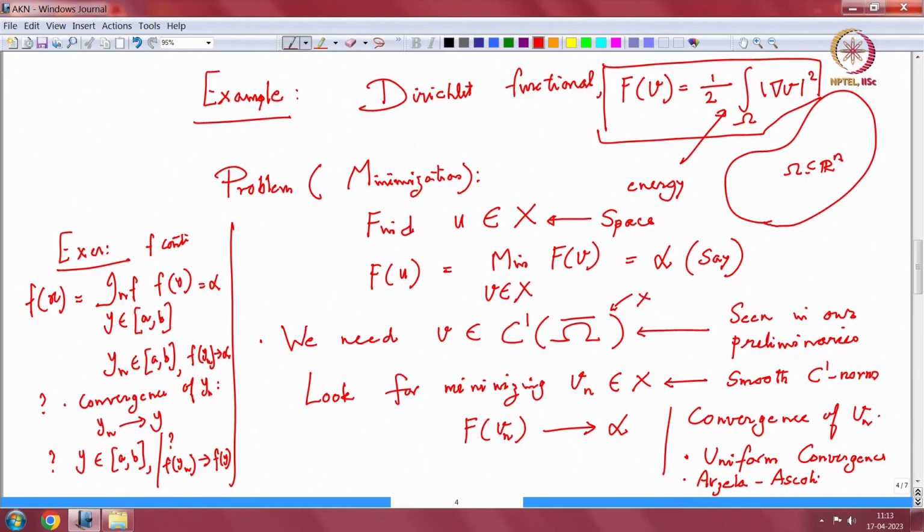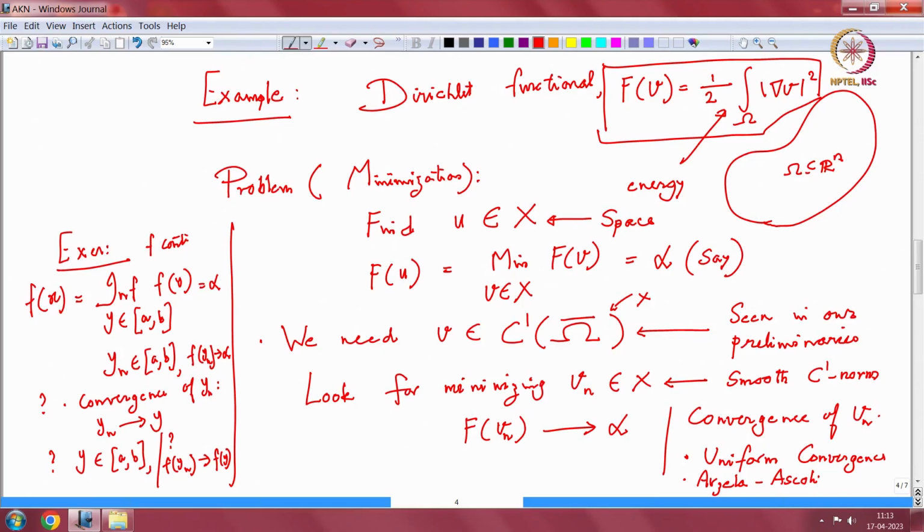So, in the last lecture we discussed many examples, and in the last example we were discussing the Dirichlet functional. Let me go through that quickly once again. We introduced this functional f of v equal to half of the integral of grad v squared, and then we were trying to solve the minimization problem: finding a u in an appropriate space X such that f of u is equal to the minimum of f of v.